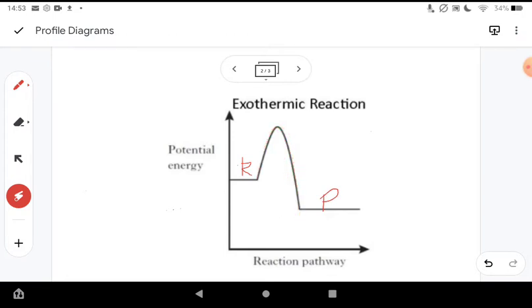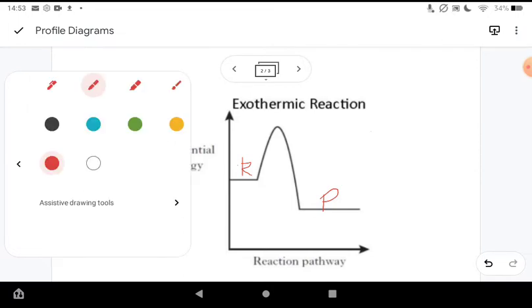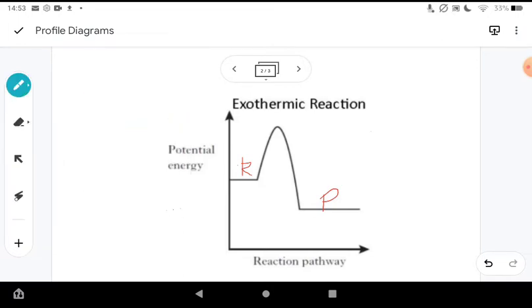Now, the amount of energy that is released is this amount here, from there to there. And that's the energy that goes out to the surroundings. We call that the enthalpy change at A level, and we represent it with the letter delta, which is that triangle, delta H. So that's the enthalpy change.